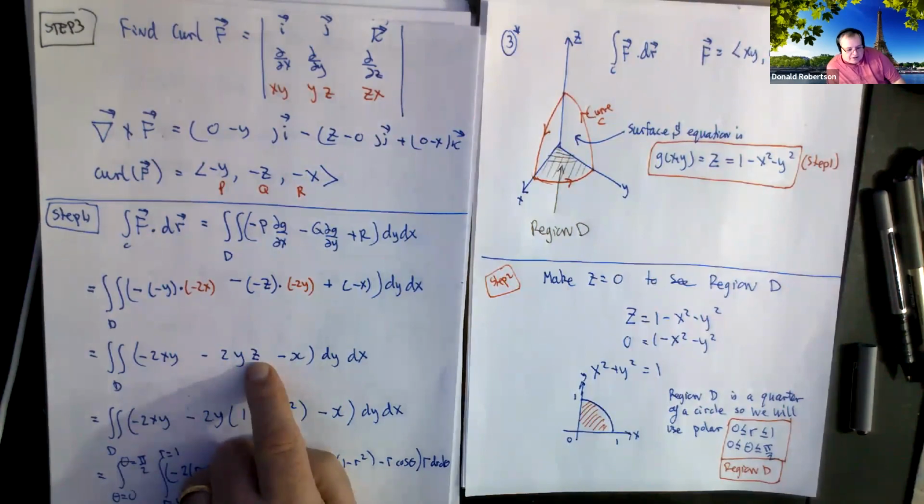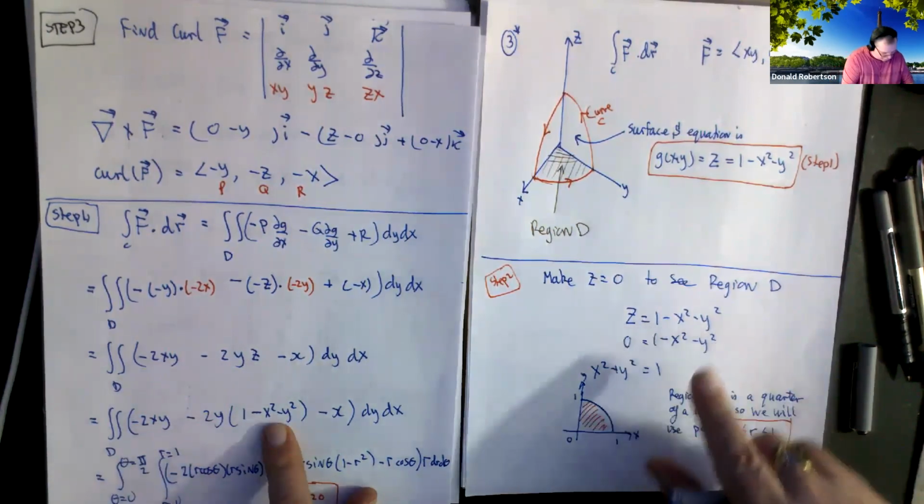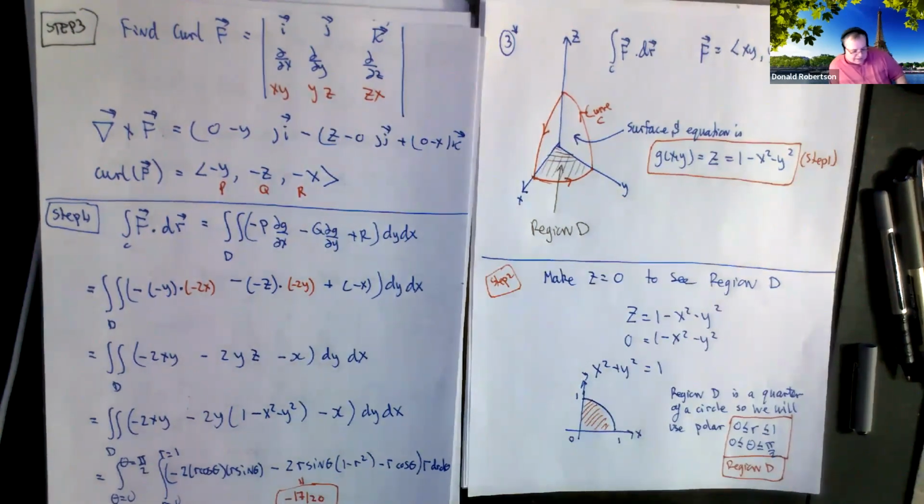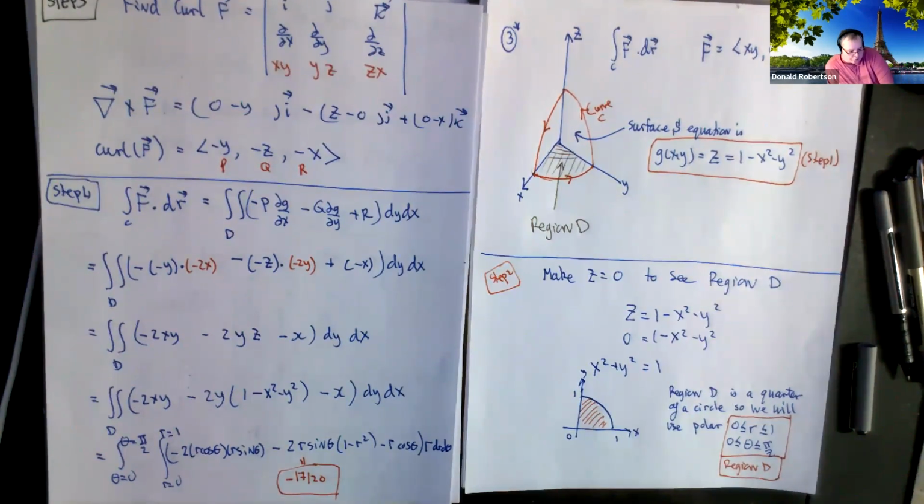Everything has to be an x and a y right now. So that z ends up getting replaced by this z here. And then at this point, I've cut a lot of corners. Essentially, the limits of integration are in terms of r and theta.